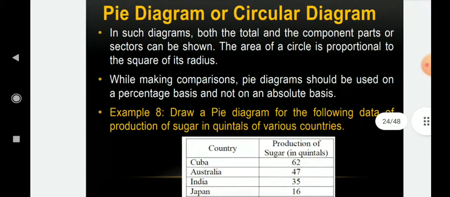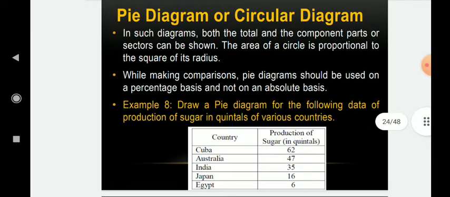So in your examination, from previous experience, we can see that they will either ask you a pie diagram, that is a pie chart, or a histogram. Histogram comes later in graphs. Pie diagram, we shall see how to construct a pie diagram. Now what is a pie diagram or a circular diagram?